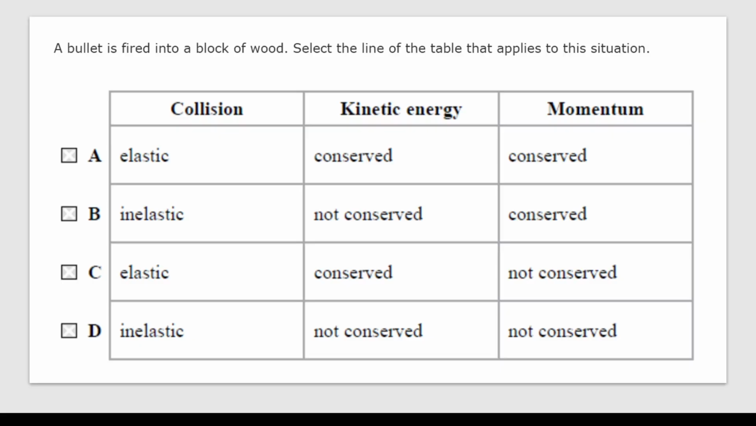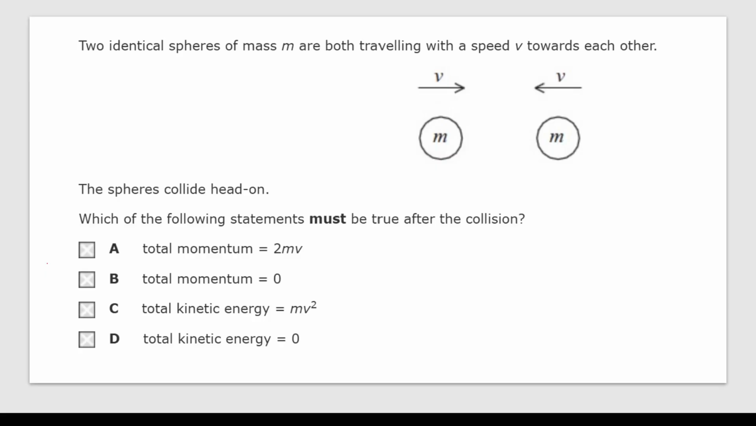Okay, try this one. A bullet is fired into a block of wood. Select the line that applies to this situation. A bullet is fired into a block of wood. Will there be a change of shape? If there is a change of shape, the collision would be inelastic. So when the collision is inelastic, is the kinetic energy conserved? No, it's not conserved. So both of them are right. Momentum is always conserved. So that's your answer. Momentum is always conserved.